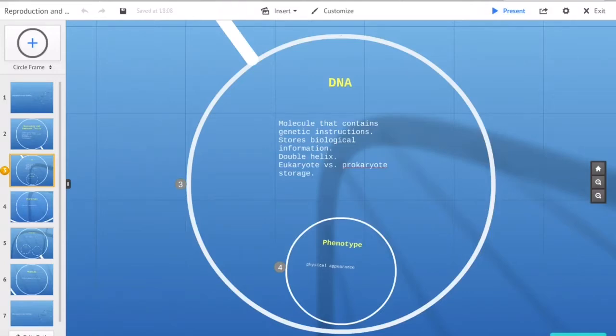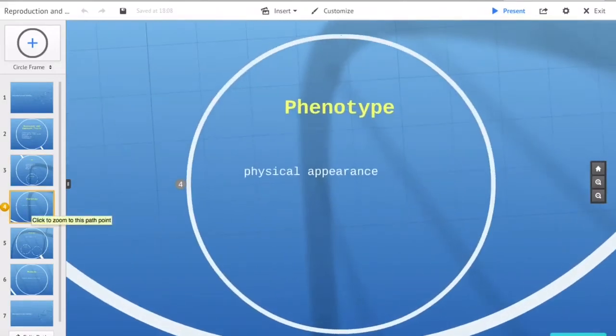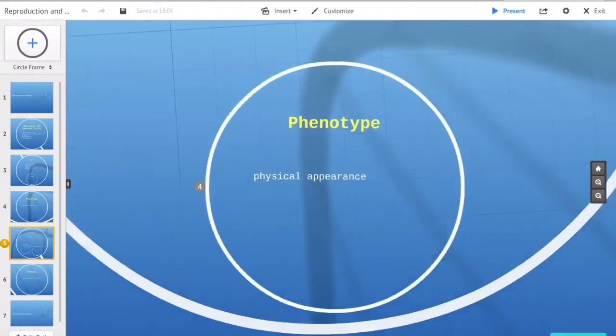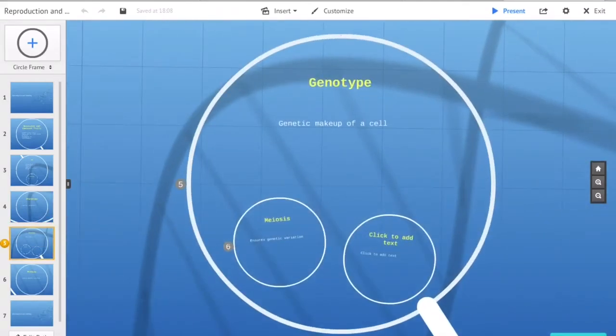For phenotype, you're just needing to know what it means. Phenotype refers to a trait's physical appearance, while genotype is the genetic makeup of a cell, which determines the phenotype of that cell, organism, or individual.